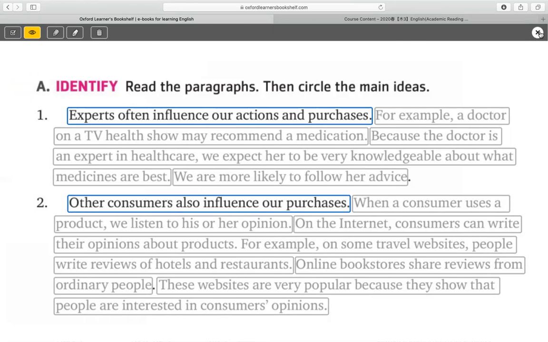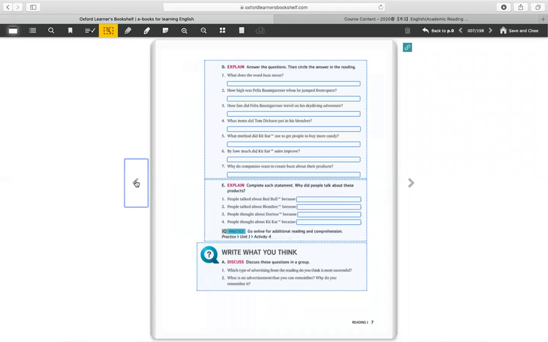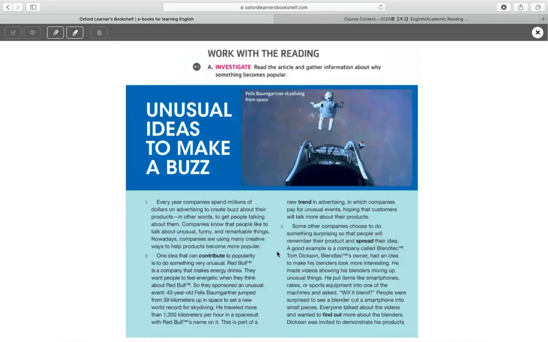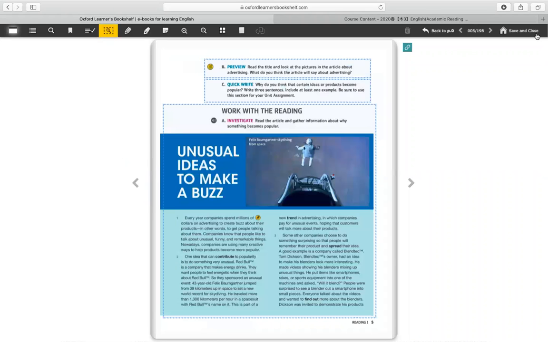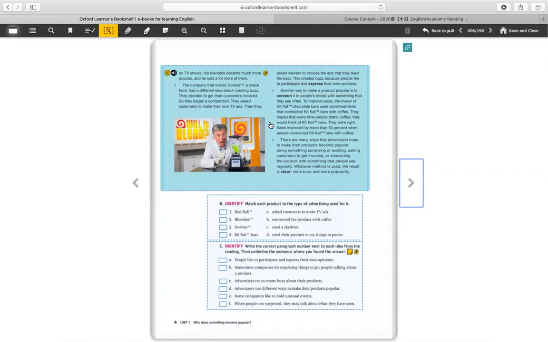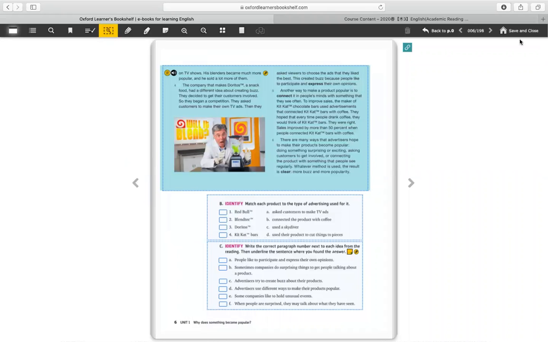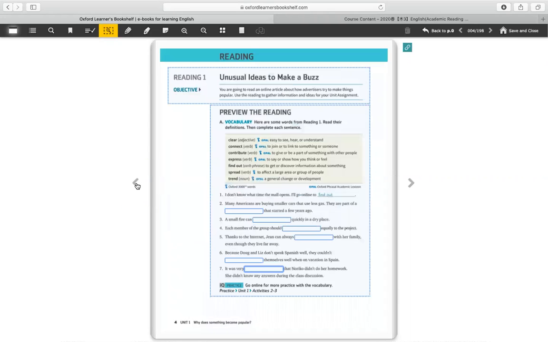Now, time to read. Come back to page 5. You have unusual ideas to make a buzz. That's the main reading. Read the paragraphs given on page 5. Read the paragraphs on page 6. And then do the activities. Your activities, your homework will be from Google Form. Let me repeat. Your homework will be preview the reading vocabulary section, okay?